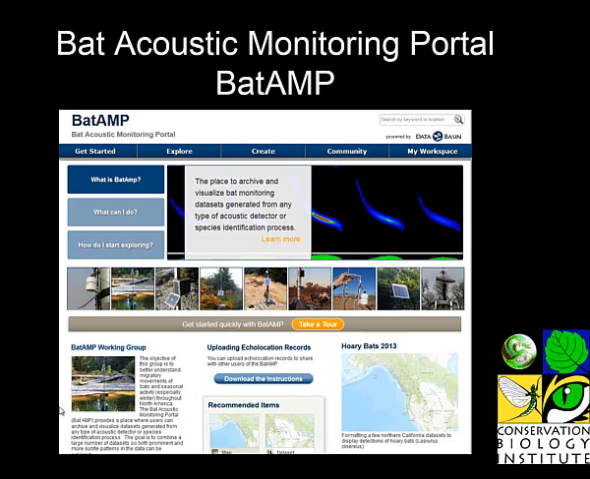So I realized that if I like to compare data sets among different sites, and there are dozens or maybe hundreds of people out there doing similar stuff, setting up these long-term detectors, that if we could combine all these data into one place, we might be able to make some sense of bat migration at some of the larger spatial scales. So by working with the Conservation Biology Institute, we have created the Bat Acoustic Monitoring Portal, which we refer to as BATAMP.